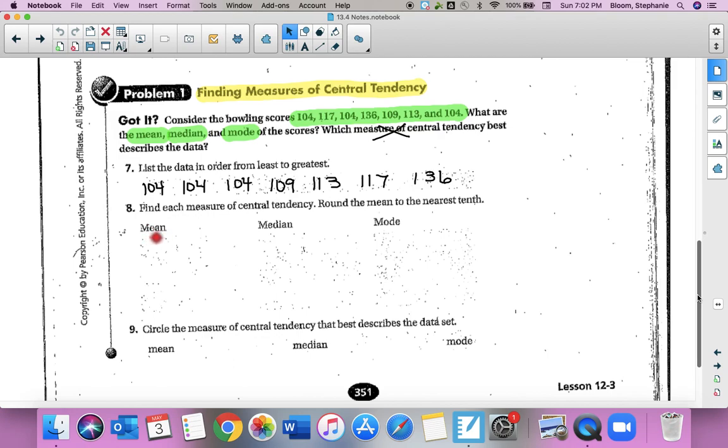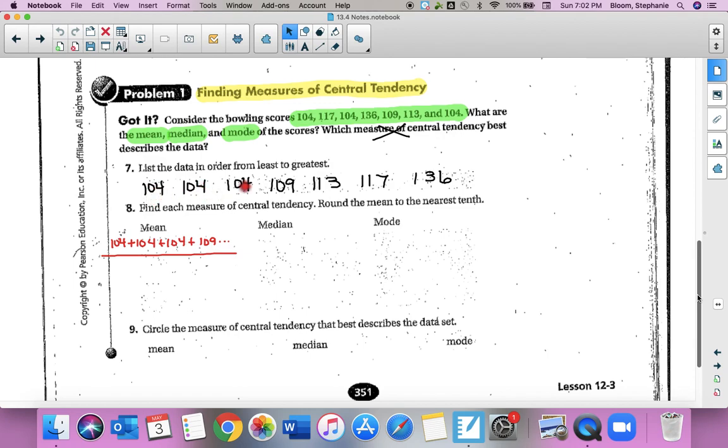So you're going to want a calculator for this because what you're going to do is add these together. So 104 plus 104 plus 104 plus 109 and so on. So get your calculator ready here. Just add all these up, dot, dot, dot. And then you're going to divide that by the number of data values we have.